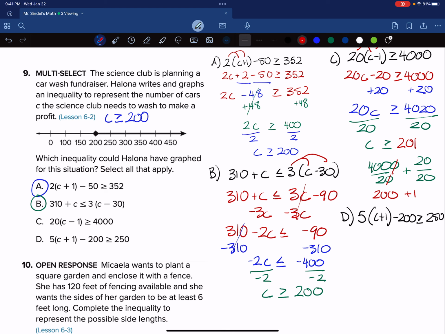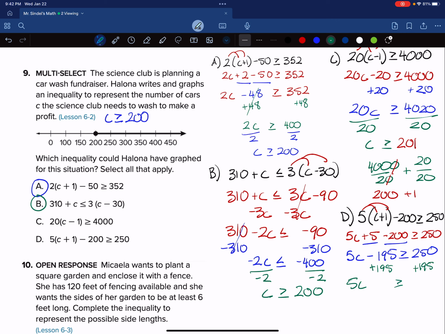All right, what's gonna happen here? Distribute. 5 times C is 5C. 5 times 1 is 5. Minus the 200, just rewrite everything else out, is greater than or equal to 250. From here, let's go ahead and combine my like terms on the left-hand side. I'm noticing that I have a positive 5 and a negative 200, which means I have 5C minus 195 is greater than or equal to 250. From here, we're going to move the constants to the right side by adding 195 to both sides. Therefore, 5C is greater than or equal to, what is this going to be?